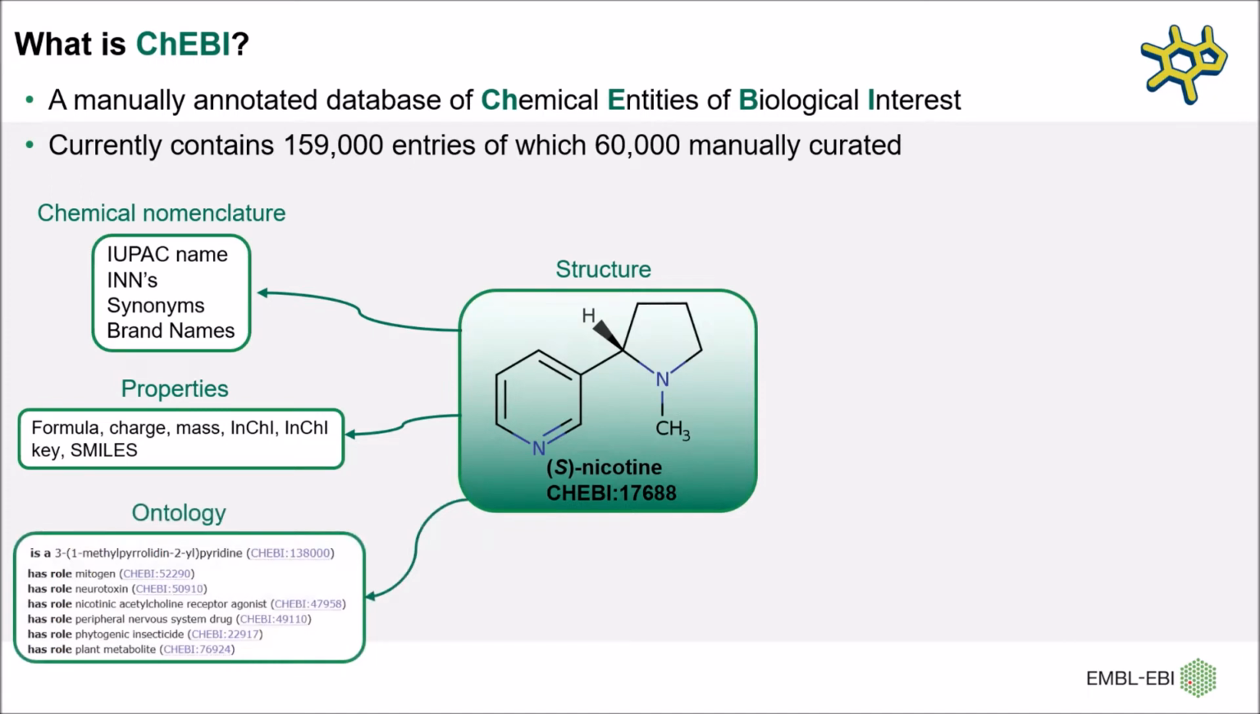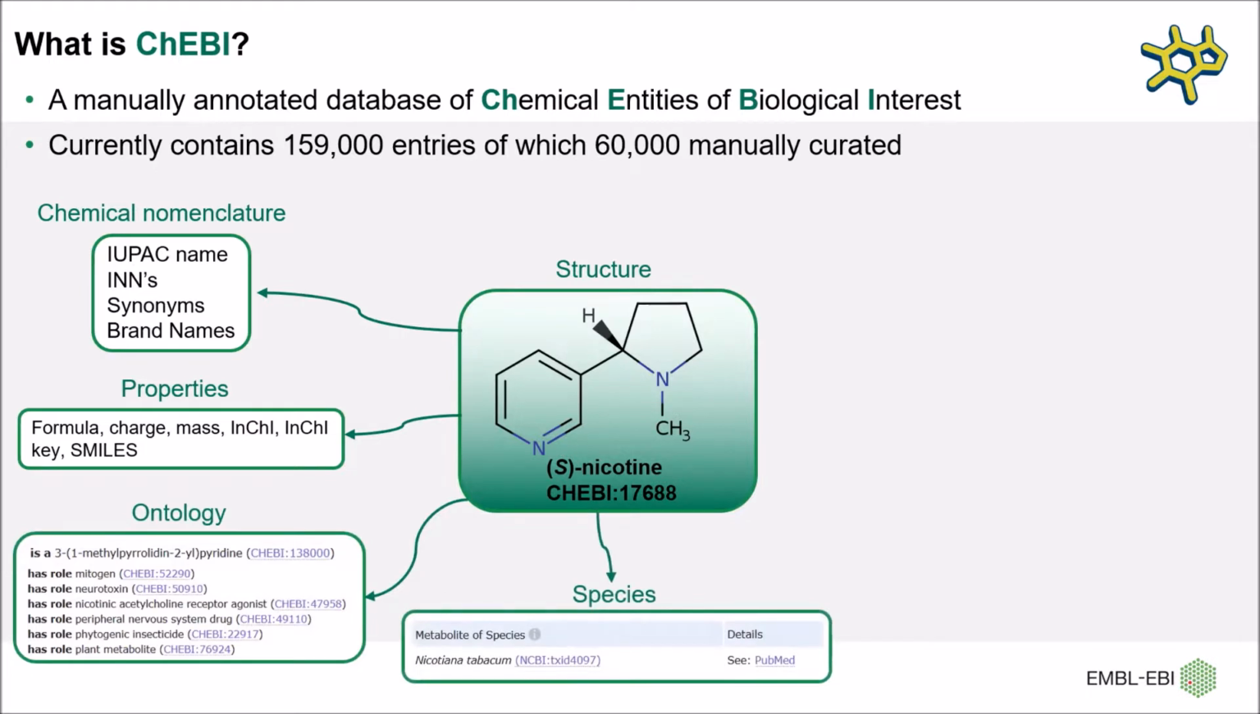ChEBI also provides an ontological classification. We classify chemicals based on the chemical classes they belong to and also the biological roles they exhibit. For natural products, we also provide species data. For example, if a natural product has been isolated from a specific organism, we'll provide the name of the species where the chemical has been isolated from, with a link to an appropriate taxonomy for that species, and also evidence of where we got this data from.